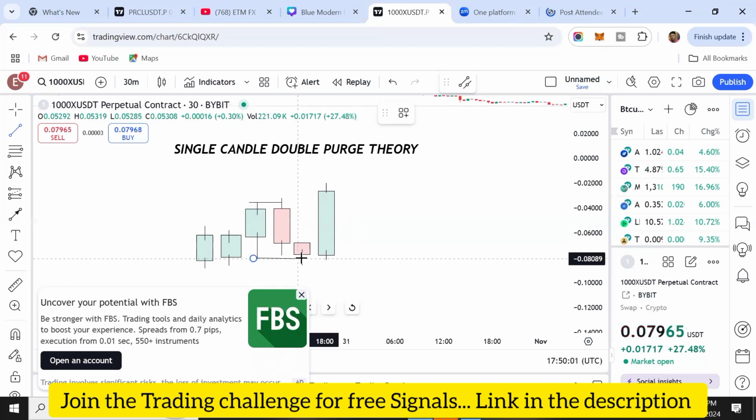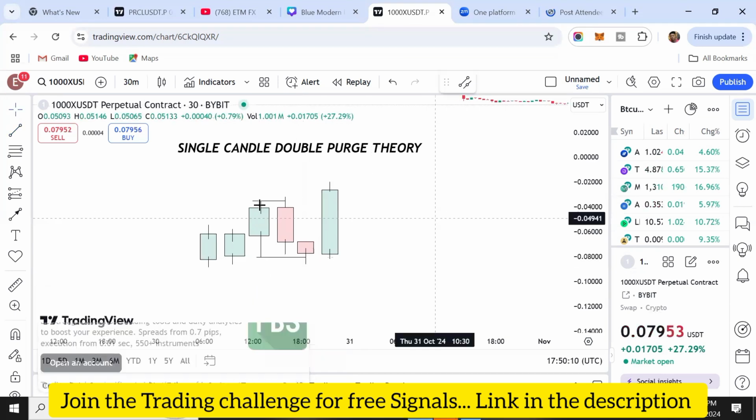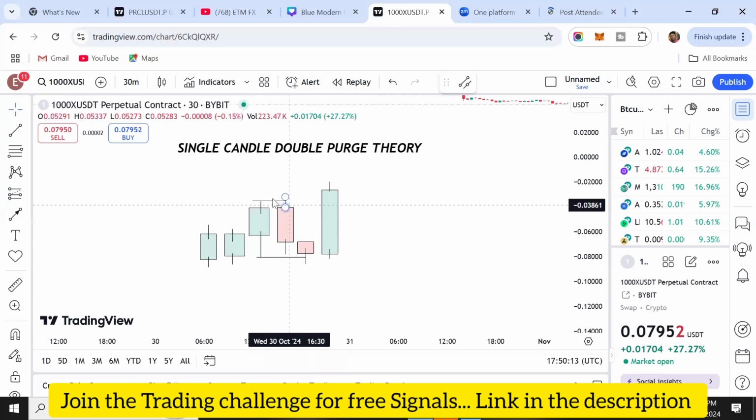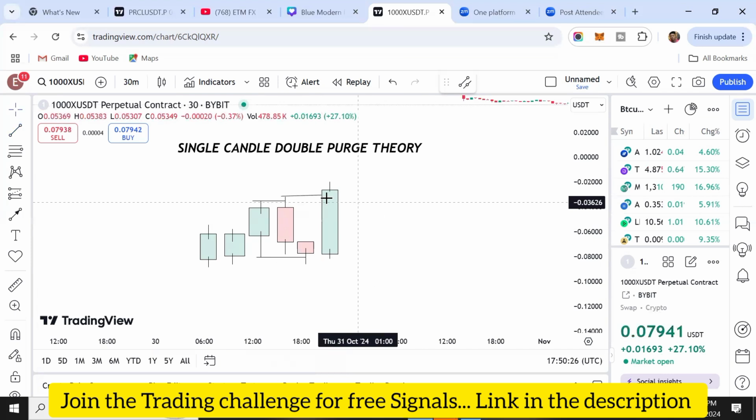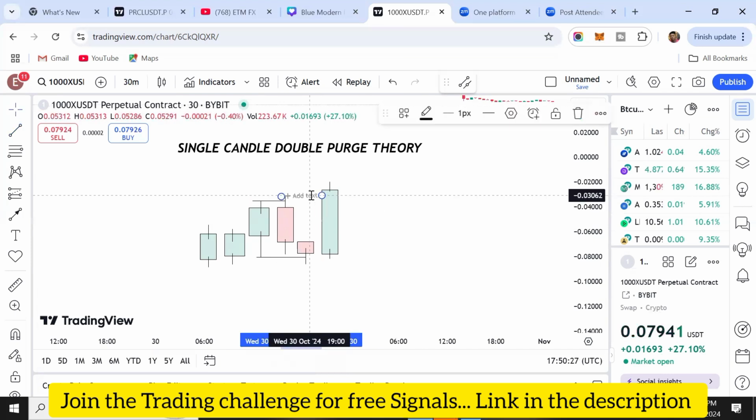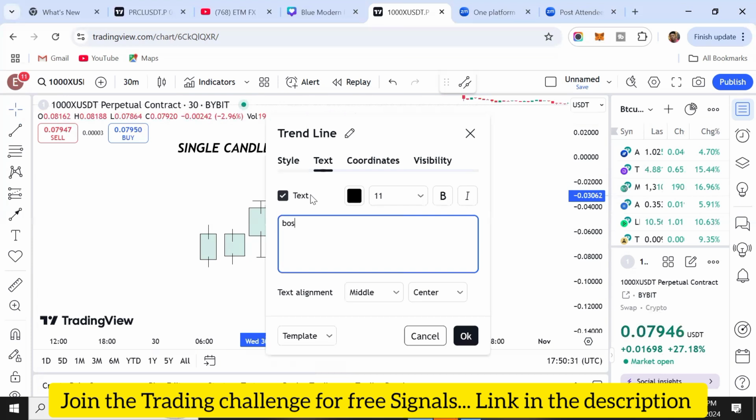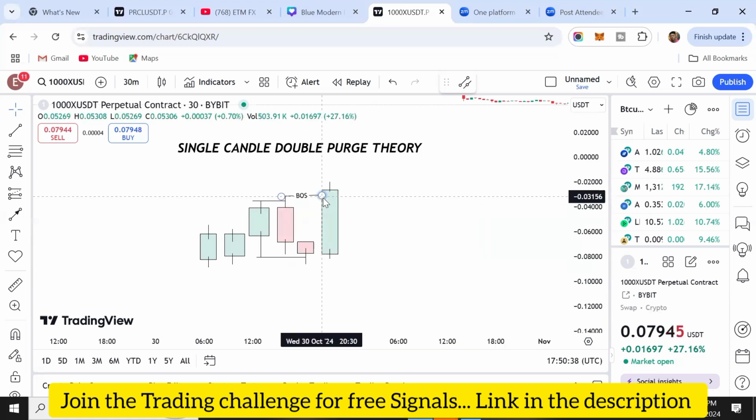Significant candle. Here we can see vividly that in this scenario, both participants have been taken out of the market. Buyers have been taken out, sellers have been taken out. And then what do you get next? Break of structure with very high momentum. Let me just put this as BOS, break of structure.